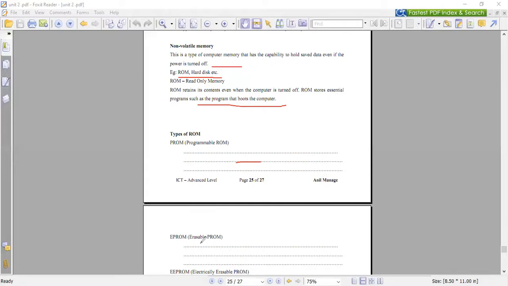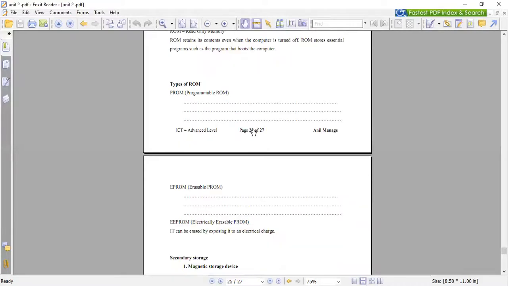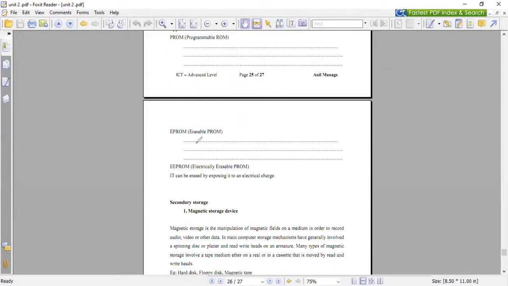Then go to EPROM. That is called erasable programmable read only memory. Erasable, that means you can erase and program. Then write down.